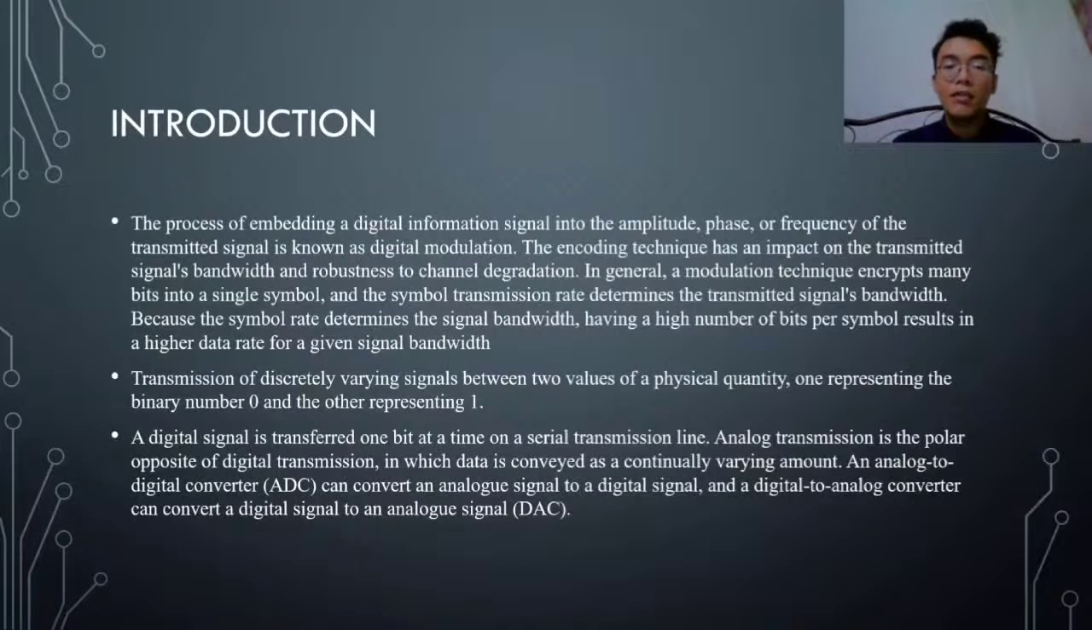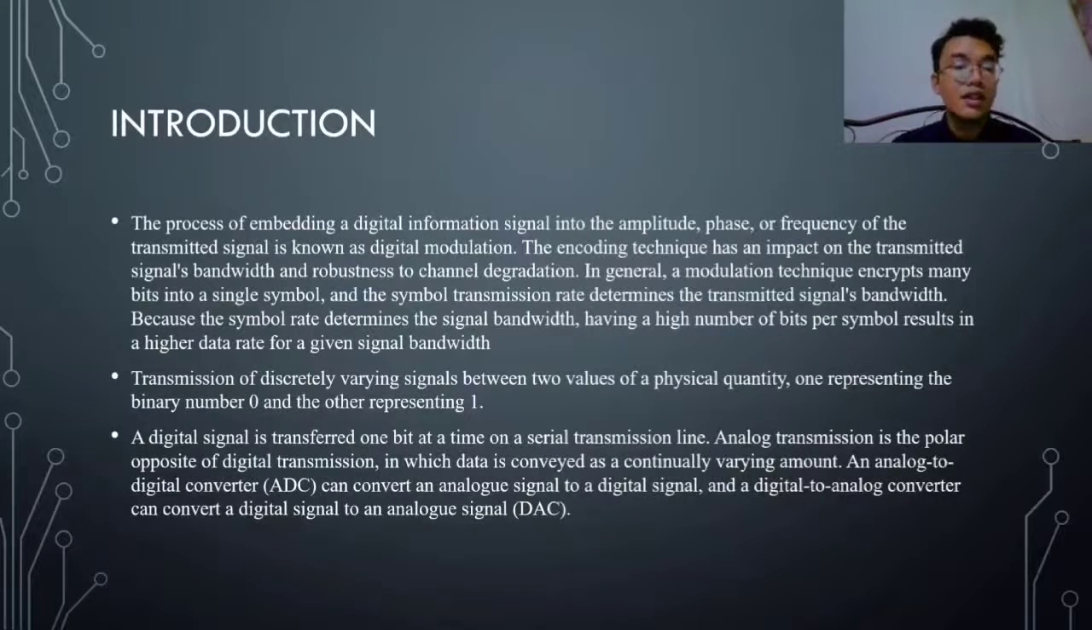The process of embedding a digital information signal into the amplitude, phase or frequency of the transmitted signal is known as digital modulation. The encoding technique has an impact on the transmitted signal's bandwidth and robustness to channel degradation. In general, a modulation technique maps many bits into a single symbol, and the symbol transmission rate determines the transmitted signal bandwidth. Because the symbol rate determines the signal bandwidth, having a high number of bits per symbol results in a higher data rate for a given signal bandwidth.